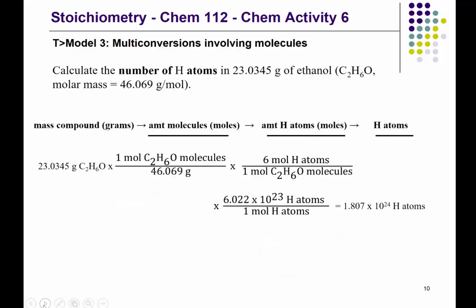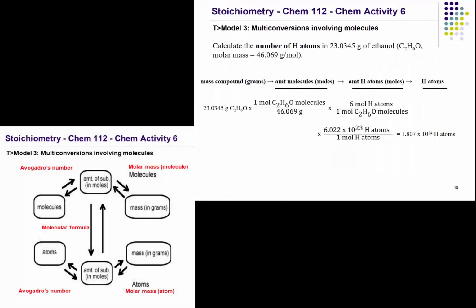So let's look at a pre-worked example that's found in your activity. So this is part of teaching model number 3, but it's found on the next page. Here we're asked to calculate the number of hydrogen atoms in 23.0345 grams of ethanol. Now I'm going to refer you back to the chart that we were just looking at to see how we would use this chart to organize ourselves. We have to be careful in making sure that we know what we're looking to calculate. Are we looking to calculate the number of atoms or the number of molecules? In this case, it's clear we're trying to calculate the number of hydrogen atoms.